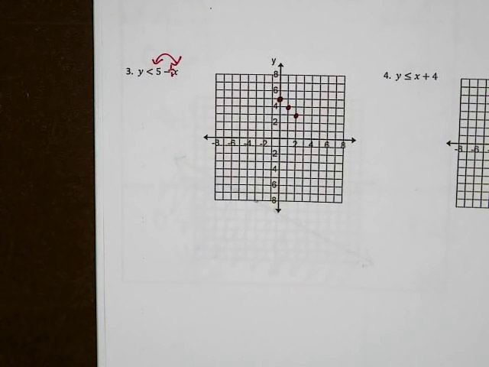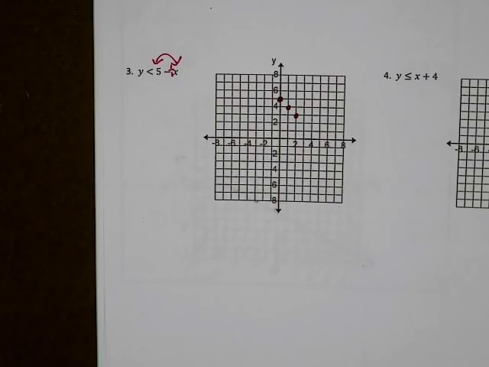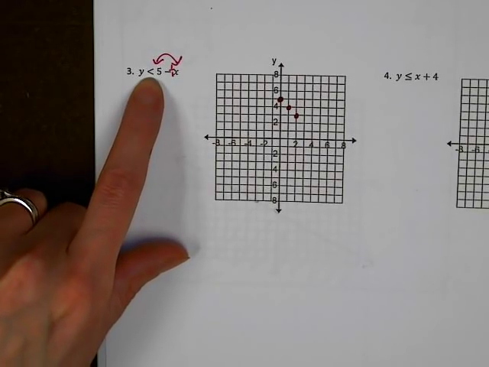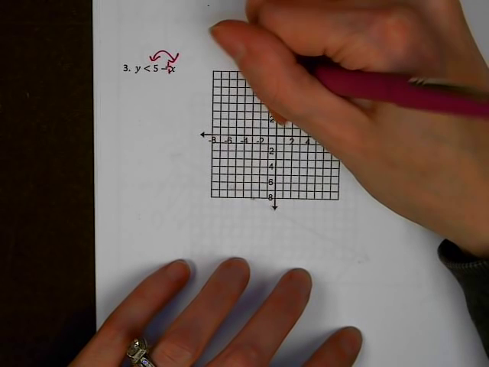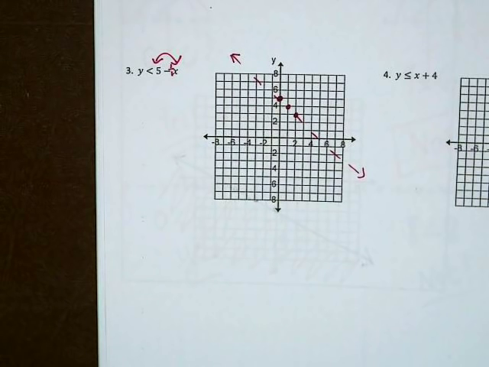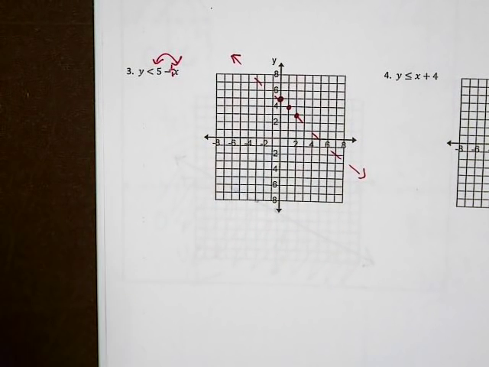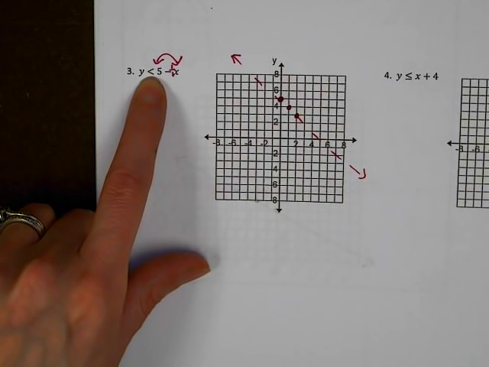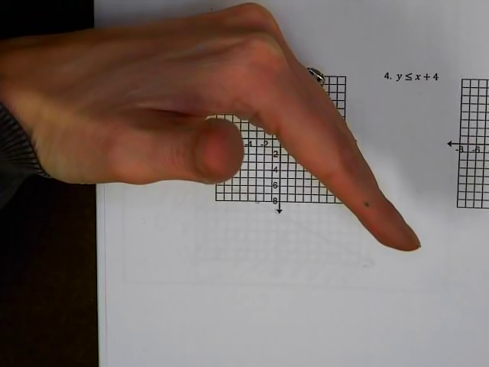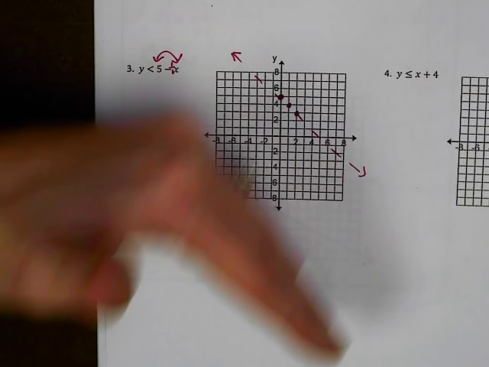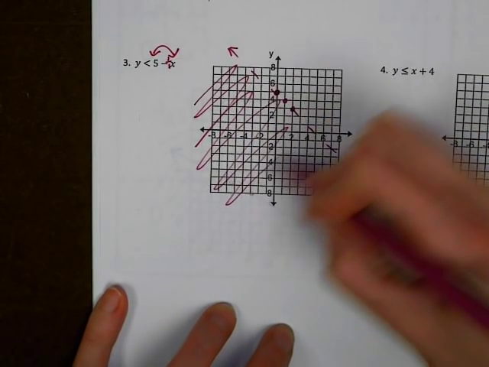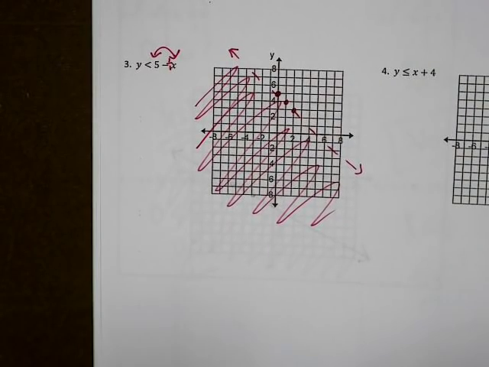Okay, now do we want a solid line or a dotted line? Well, we don't have an equal, so we don't want a solid. We want a dotted. So make a dashed or dotted line. And now we shade. If it's less than, that means below. Okay, so do you see how this line separates it by above and below the line? Less than means below, so you shade everything below, and that's it.